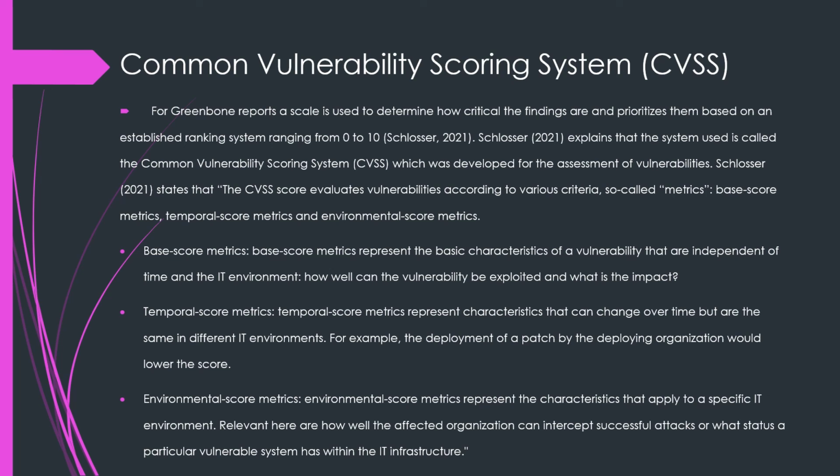And environmental score metrics represent the characteristics that apply to a specific IT environment. Relevant here are how well the affected organizations can intercept successful attacks and what status a practically vulnerable system has within the IT infrastructure.